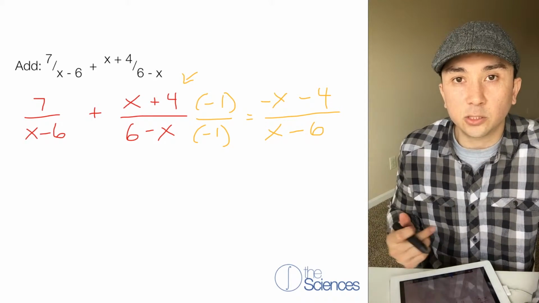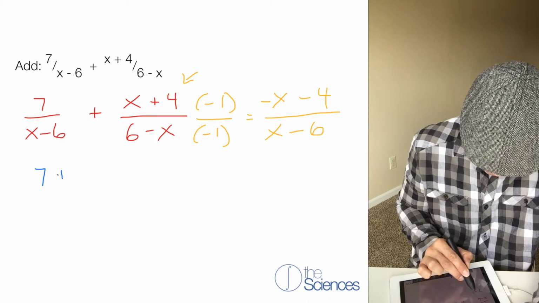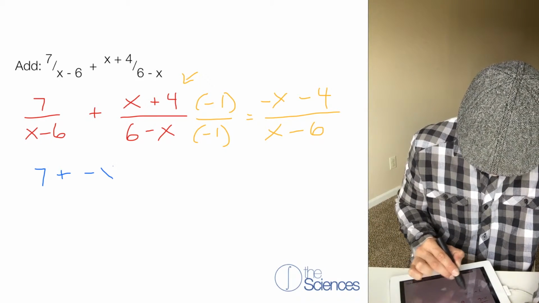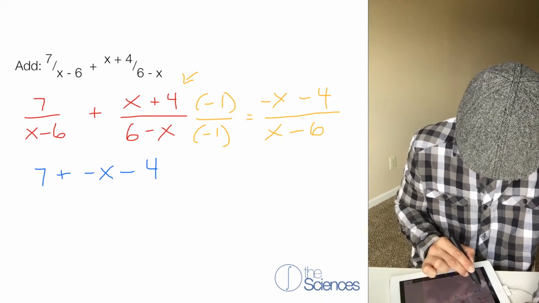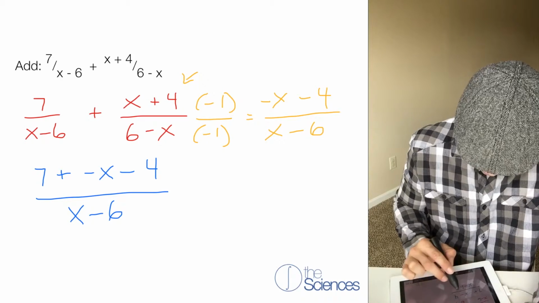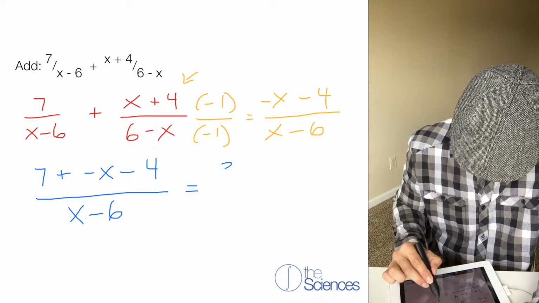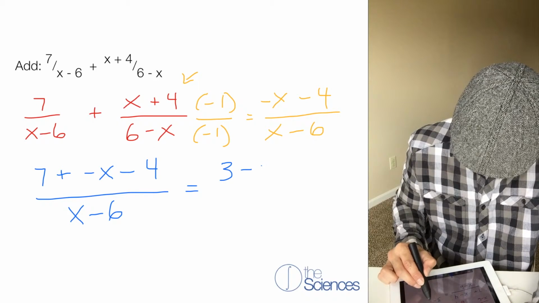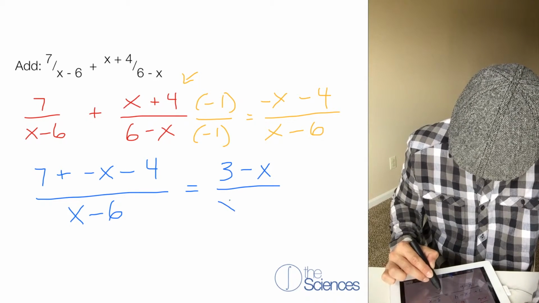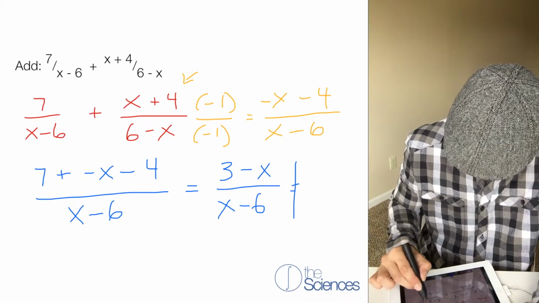So now all we have to do is add our numerators together. So we get 7 plus negative x minus 4 all over x minus 6. So 7 minus 4 is 3 minus x over x minus 6. And that's our answer.